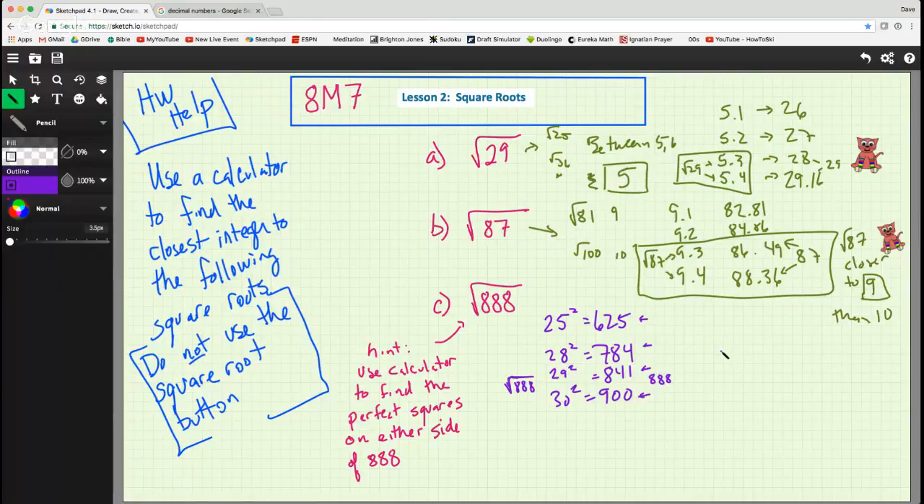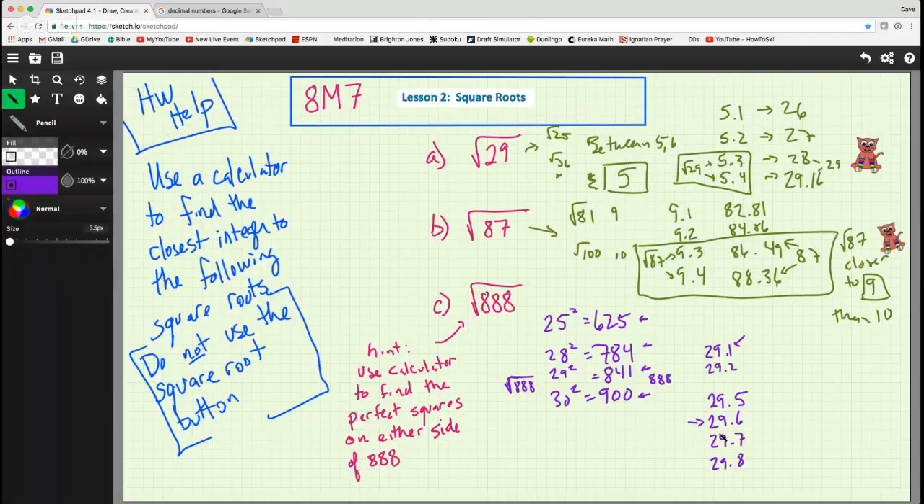So we would typically try 29.1 and 29.2, but I see that 888 is closer to 900. So let's try 29.5, 29.6, 29.7, 29.8. Let's see if we can find the one that's closer. I don't want to try this one first because I know that that's going to be a lot less. 888, again, closer to 900. So let's try 29.6 first.